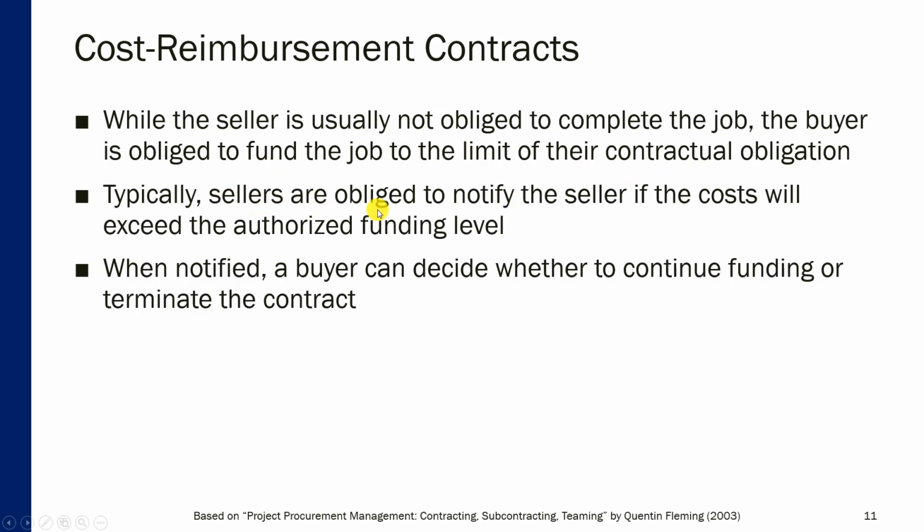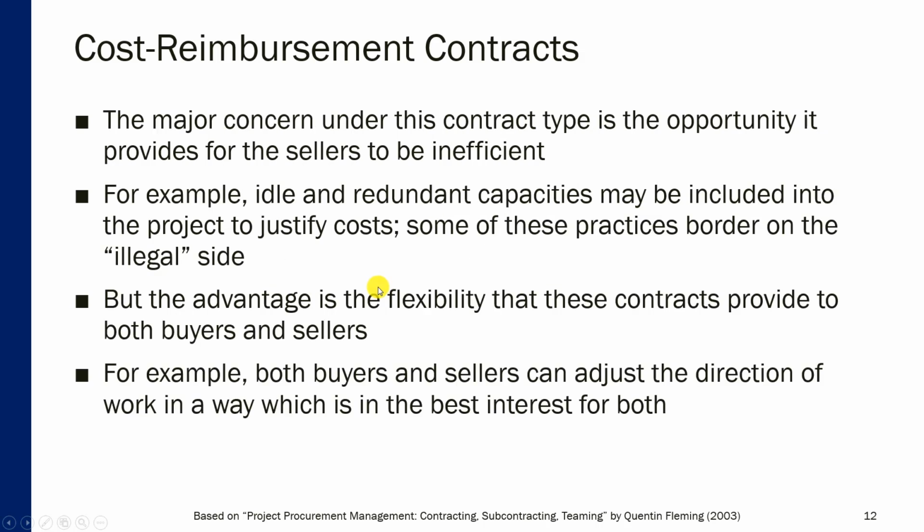Typically, sellers are obliged to notify the buyer if the cost will exceed the authorized funding level, if additional funding is needed. So when notified, a buyer can decide whether to commit additional funding to the project or terminate the contract. So the major concern under this contract type is the opportunity it provides for the seller to be inefficient.